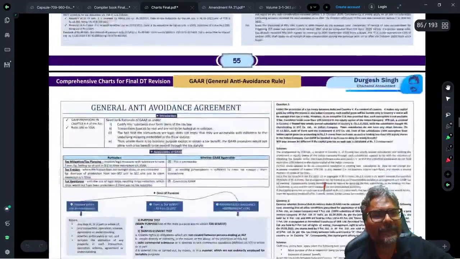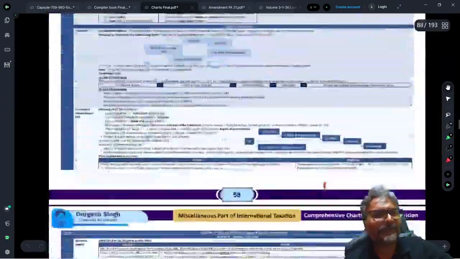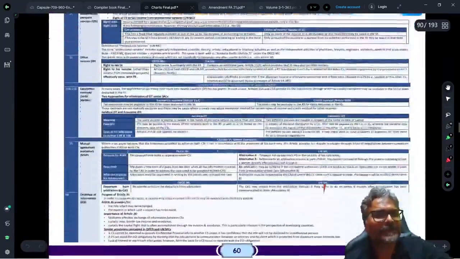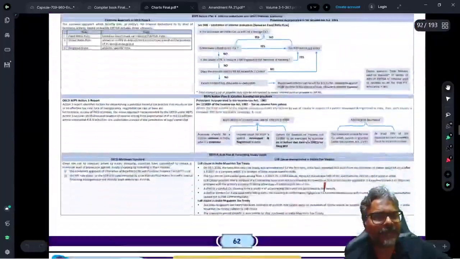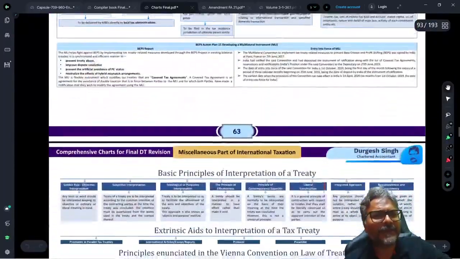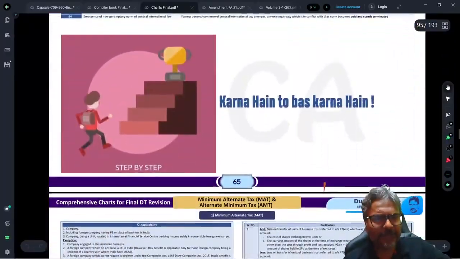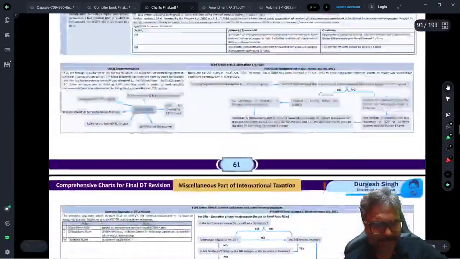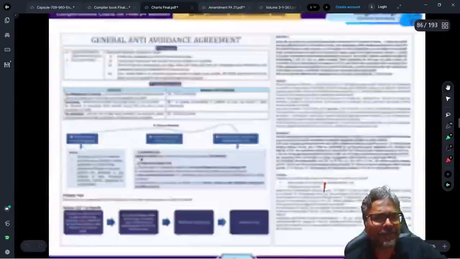Now, students, we are first going to start with transfer pricing today. The target would be to complete this transfer pricing now. And we will be doing a very comprehensive analysis of the transfer pricing provisions in this context.